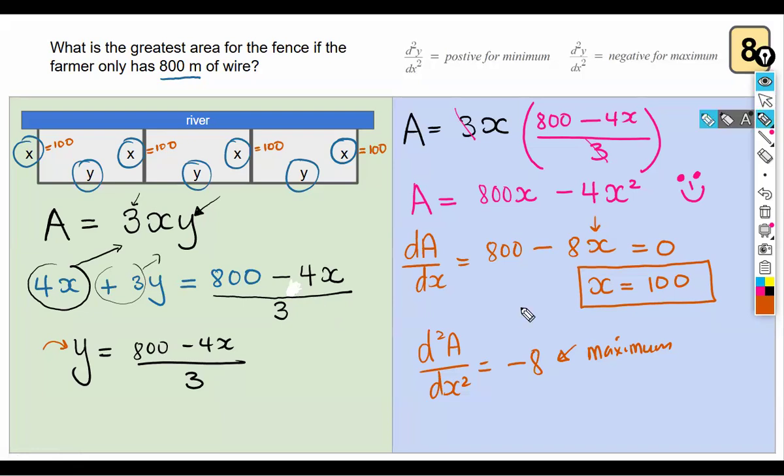So if y is the subject, just replace x with how much? 100. So replace this x with 100. 4 by 100 is 400. 800 minus 400 is how much? 400. 400 divided by 3 is 133. I know some of you will put 0.33, but 133 and 1/3 or 133.33 is also correct. So those are the dimensions we need. We need x to be 100 and y to be 133 and 1/3.